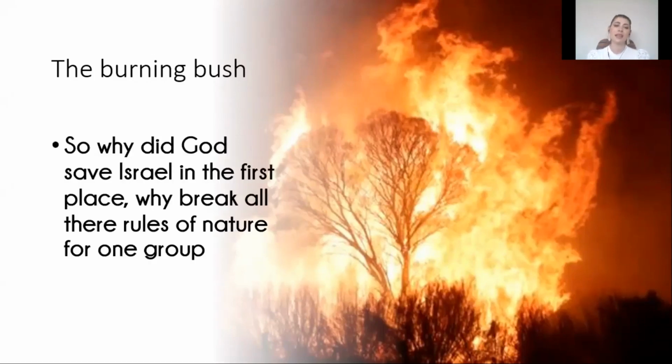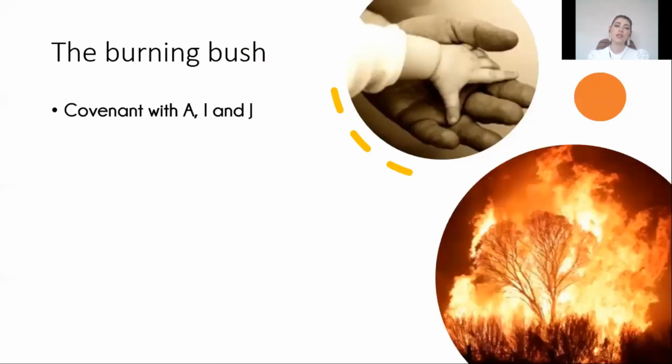So why did God save Israel in the first place? Why break all of these rules of nature just for one group of people? God did, however, create everyone, so all of us that are alive are his children. And we see that God went out of his way to say to this group of people, I will be with you. And why did he do that? That's, of course, because of the covenant that God made with Abraham, Isaac, and Jacob.